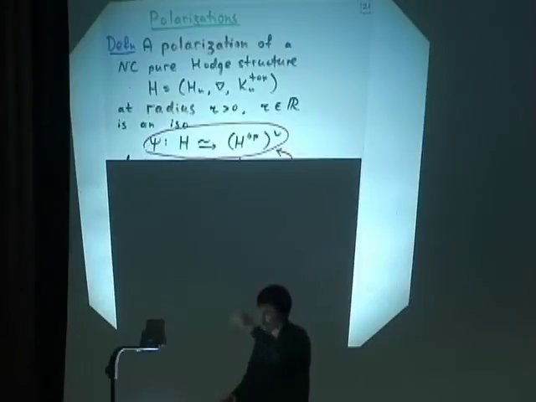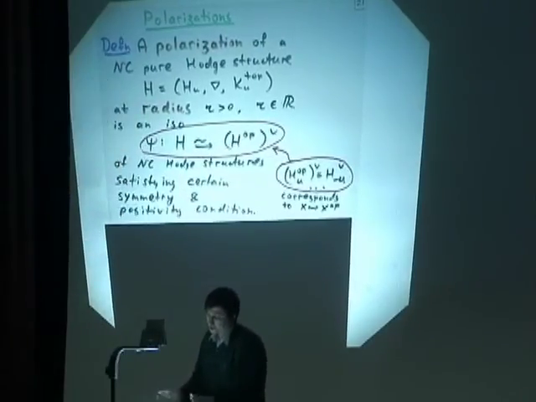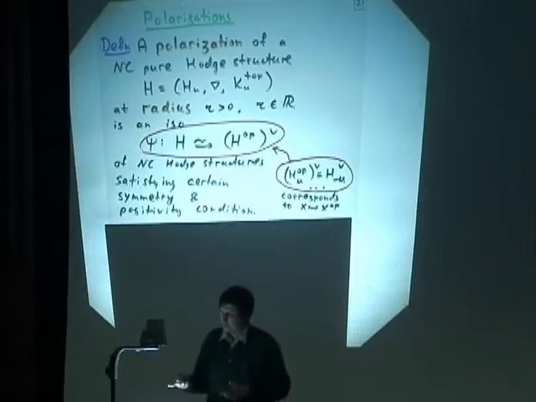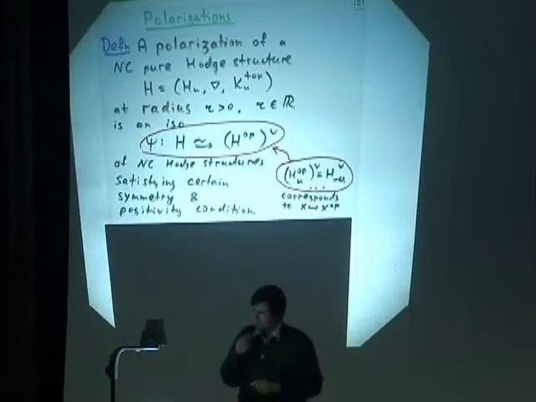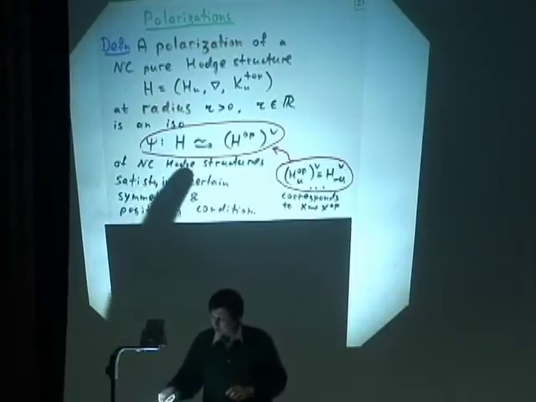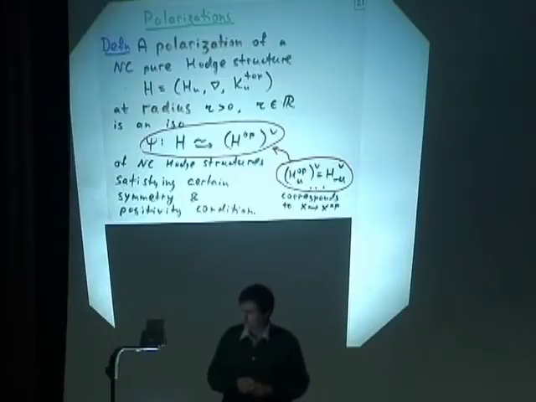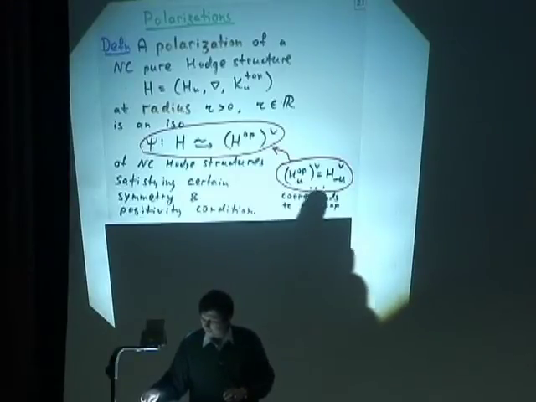So it's the following. It's polarization. It's something. First, the data doesn't depend on the notion of radius. It's an isomorphism between Hodge structure and dual to opposite. What does it mean, dual to opposite?